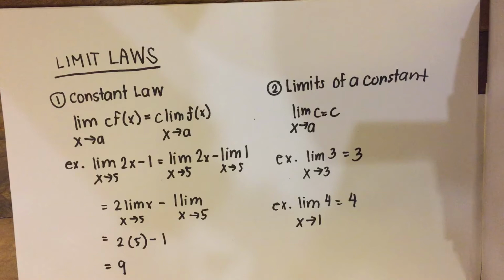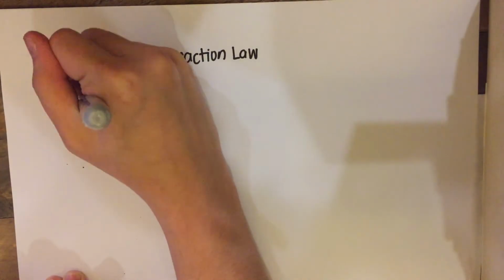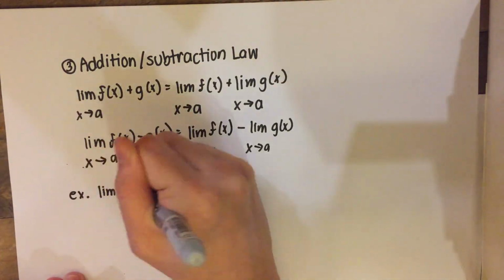Our next limit law is the limit of a constant, and it basically states that if you have a constant and no variable, then your limit is that constant. So the limit of 3 as x approaches 3 is 3, and the limit of 4 as x approaches 1 is 4.